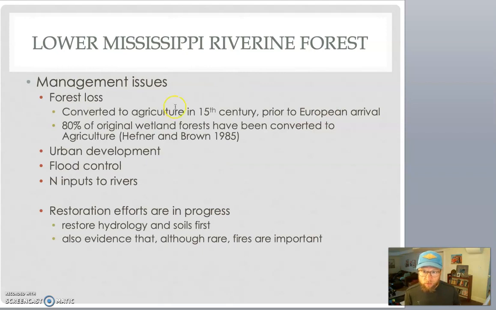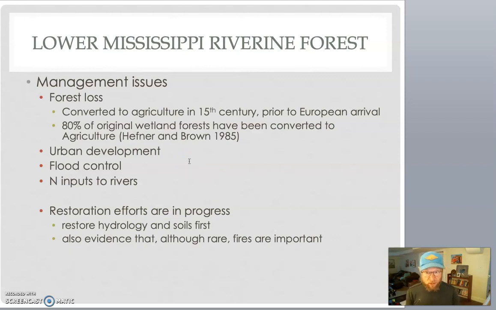And so, oh, I guess I'm getting ahead of myself. Management of this area, so you can see that lots of this area has been converted to agriculture. You can see it goes well back beyond the last 100 years or so. Let's see, 80% of original wetland forests have been converted to agriculture, so huge parts of that have changed.